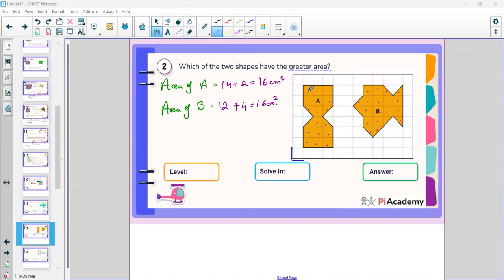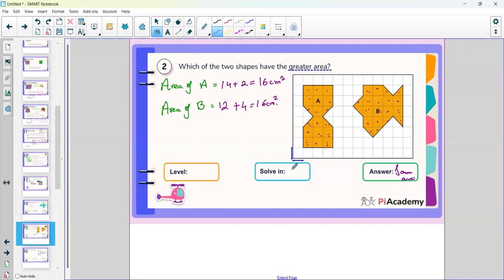Yes. If we count once again for A, 1, 2, 3, 4, 5, 6, 7, 8, 9, 10, 11, 12, 13, 14, then you have these two as 15 and 16. For B, 1, 2, 3, 4, 5, 6, 7, 8, 9, 10, 11, 12, and these two is 13, this two is 14, this two is 15, and this two is 16. So both the shapes have the same area, all right?